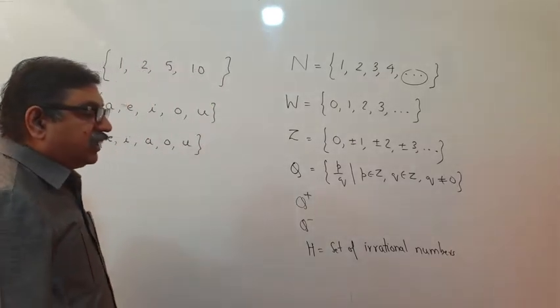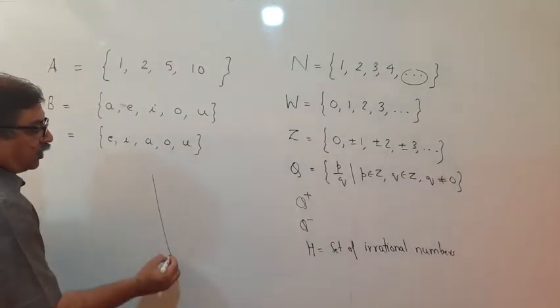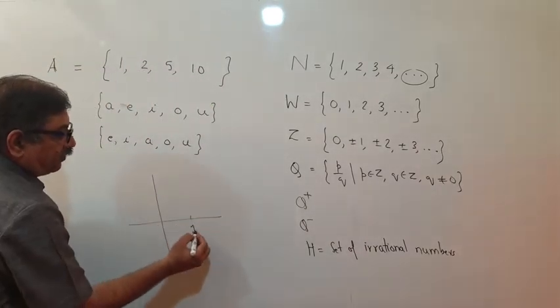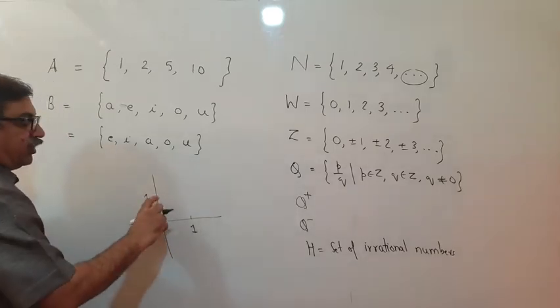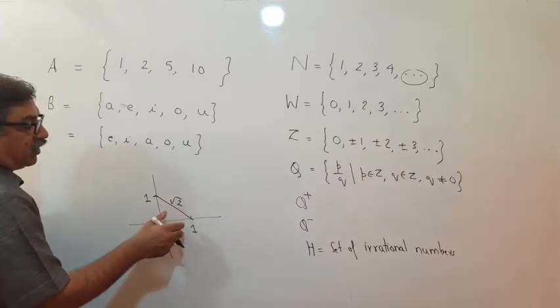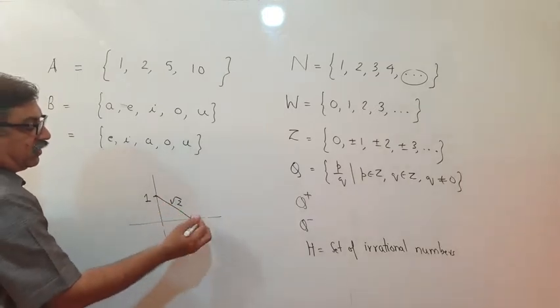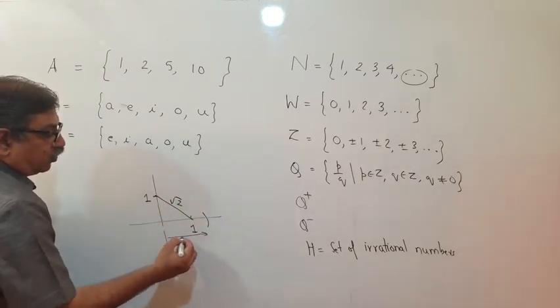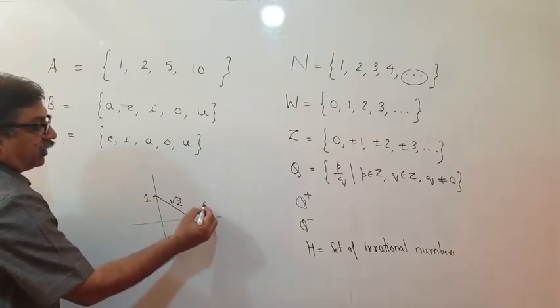You must have learned in your class 10 how to plot root 2 on a number line. This is 1, this is 1. Take 1 unit, and then join this. This is root 2 by Pythagoras theorem. Take this much length and cut over here. So this much distance is root 2. So this is your fixed point, root 2.